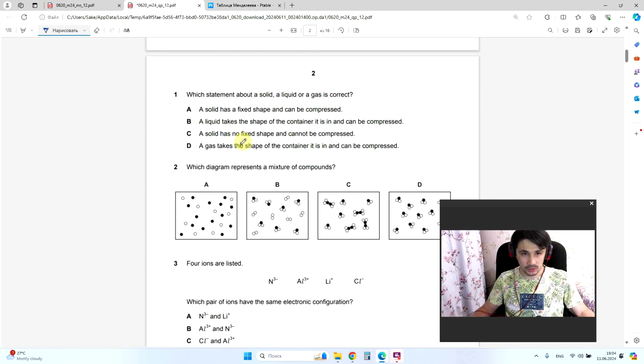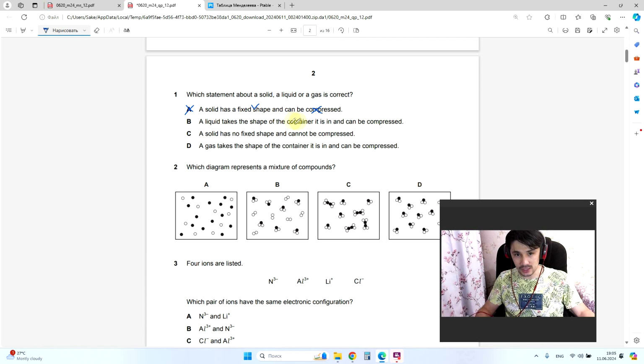So first question, which statement about a solid or liquid or gas is correct? We need to recap the first unit, which is about states of matter, and understand and memorize properties of substances in three aggregate states. So look at the first option. Solid has a fixed shape. So we agree with that part of the statement, and can be compressed. Well, if you remember, only gases are compressed, so we can cancel out this. So this is not our option, so A is not for us.